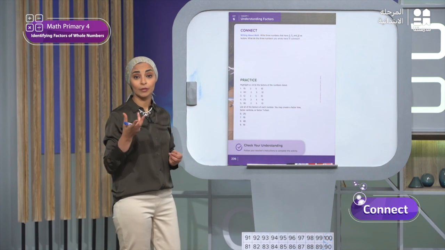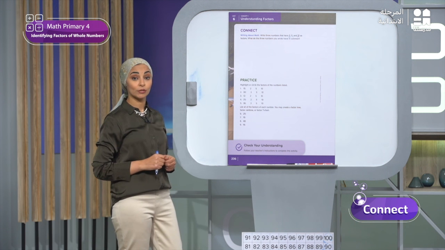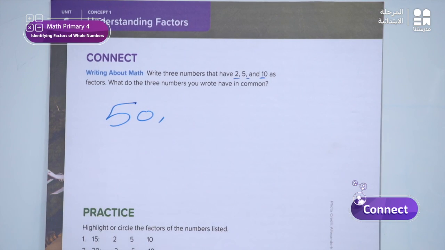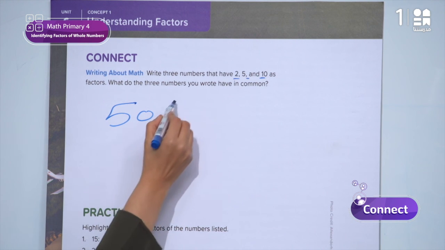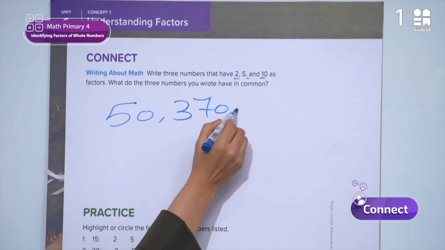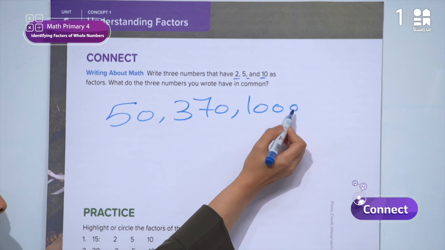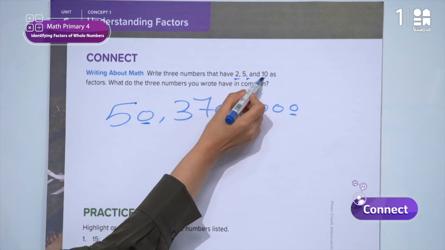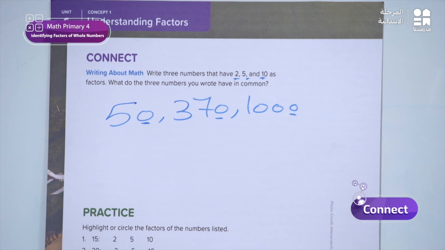زي إيه؟ any number ones place بتاعه 0. I can write 50. What else? 370. What else? 1000 for example. أي number هكتبه ones place بتاعه 0 هيبقى 2 وال 5 وال 10 are factors of this number.